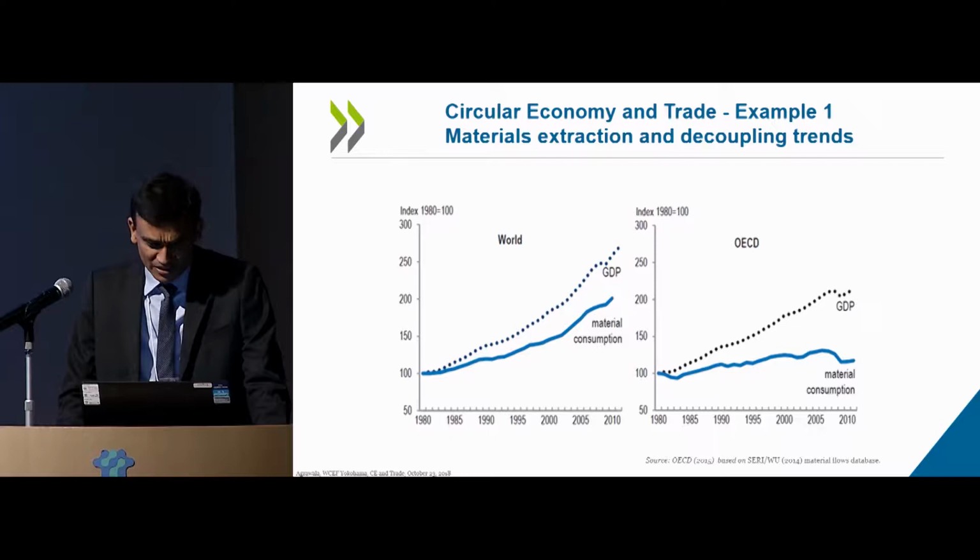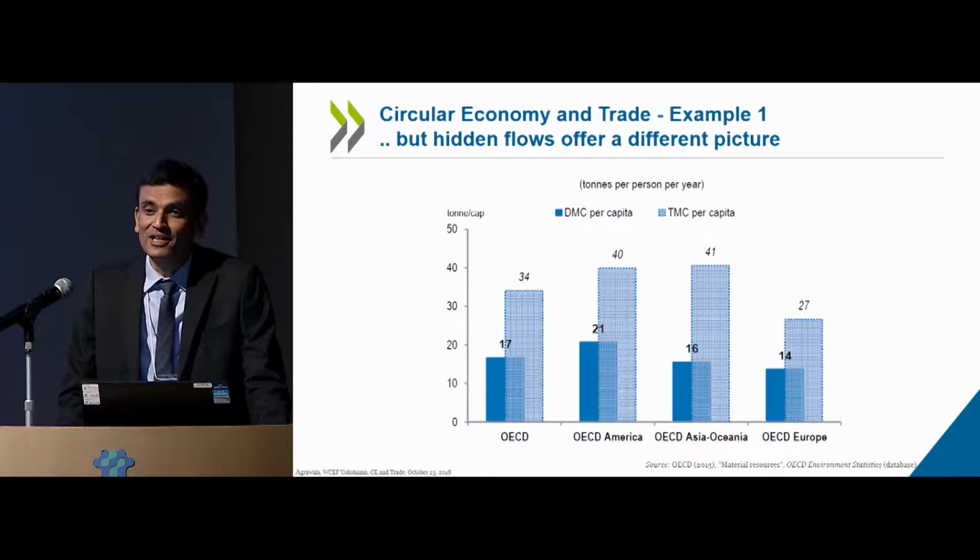Now, this is when you're looking at domestic material consumption, that is materials consumed within the course of economic activities in a national jurisdiction. Now, another indicator is total material consumption, which includes material embedded in imports. So that is called TMC. And here you have the information on domestic material consumption for OECD as a whole, and then OECD America, OECD Asia, Oceania, and OECD Europe. And then you have the corresponding numbers for the total material consumption. And you can see that the total material consumption is significantly larger than the domestic material consumption. And that's due to the materials which are embedded in trade. It's very similar to the embedded carbon story.